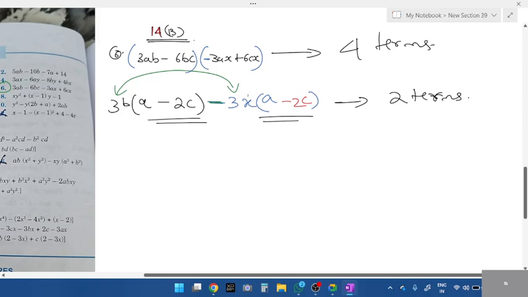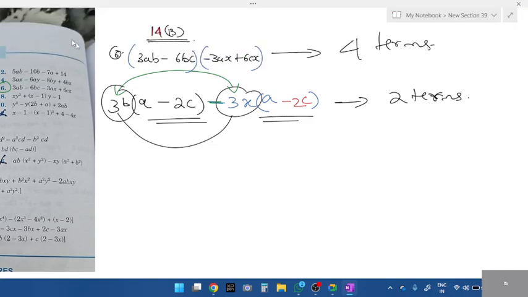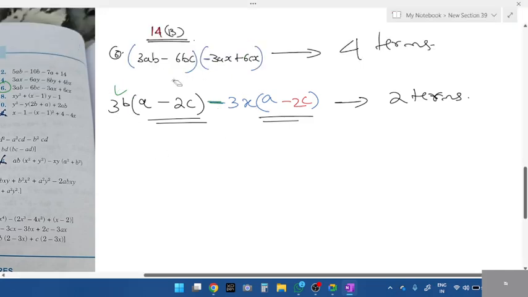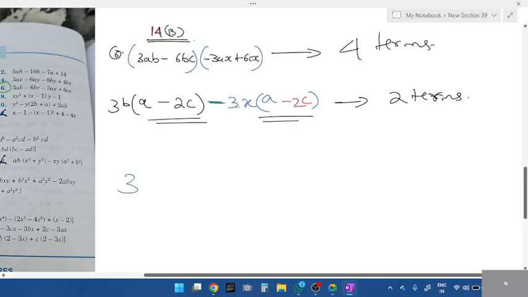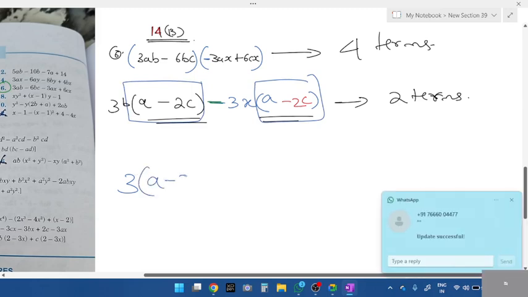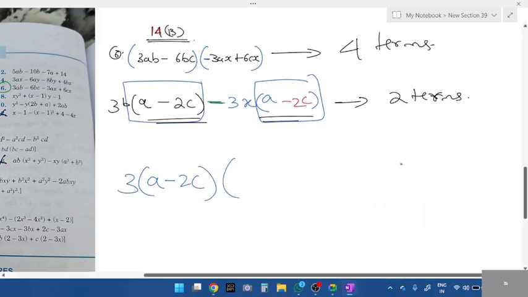Bracket. Before bracket, we have 3x and 3b. What is common to them? 3 is common. Let me take 3. Next. B and x are not common. After that, what else is common? Take that outside. A minus 2c. Right?